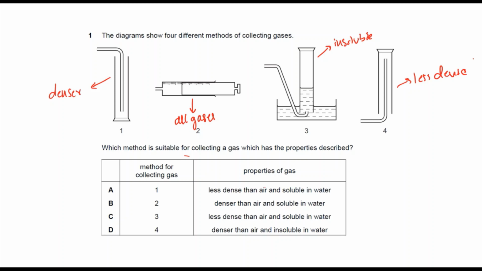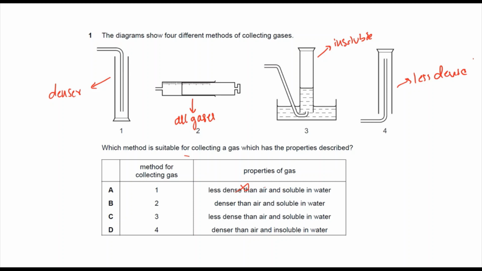Option A, method 1 for collecting gases, properties of a gas: less dense than air and soluble in water. Well, it's used for gases which are denser, not less dense, so that makes it wrong. Option 2, denser than air and soluble in water. As I said, the gas syringe can be used for all gases, so this option actually looks good, but let's explore 3 and 4 before.